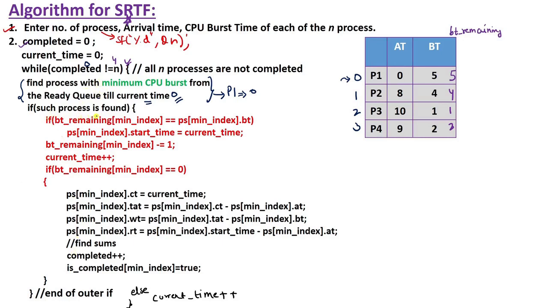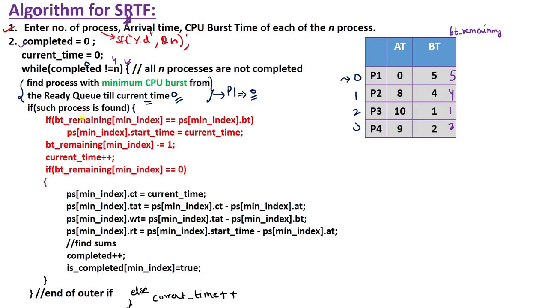If we have not found any process inside the ready queue till the current point of time, that means the ready queue is empty, then we will come to the else part only, and we will just increment the current time by a step of 1. Currently we have found the process, which means we have found our index. It can be 0, 1, 2, 3. Currently it is 0.